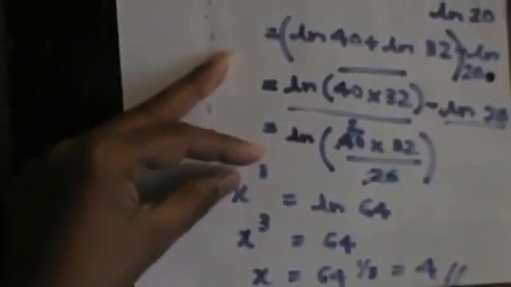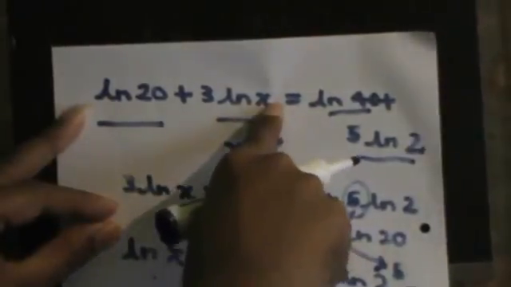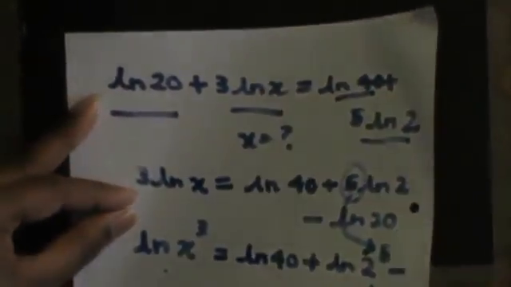So x is equal to 64 to the power 1/3, that is equal to 4. Because 64 is positive, you have to take only the positive one, right? So the value of x is 4. So if you replace x here, ln 20 plus 3 ln 4 will be equal to ln 40 plus 5 ln 2. So that's just a simple example in which logarithmic equations come into play. So I'll take another equation, so that it will be easy for your further understanding of logarithmic equations.